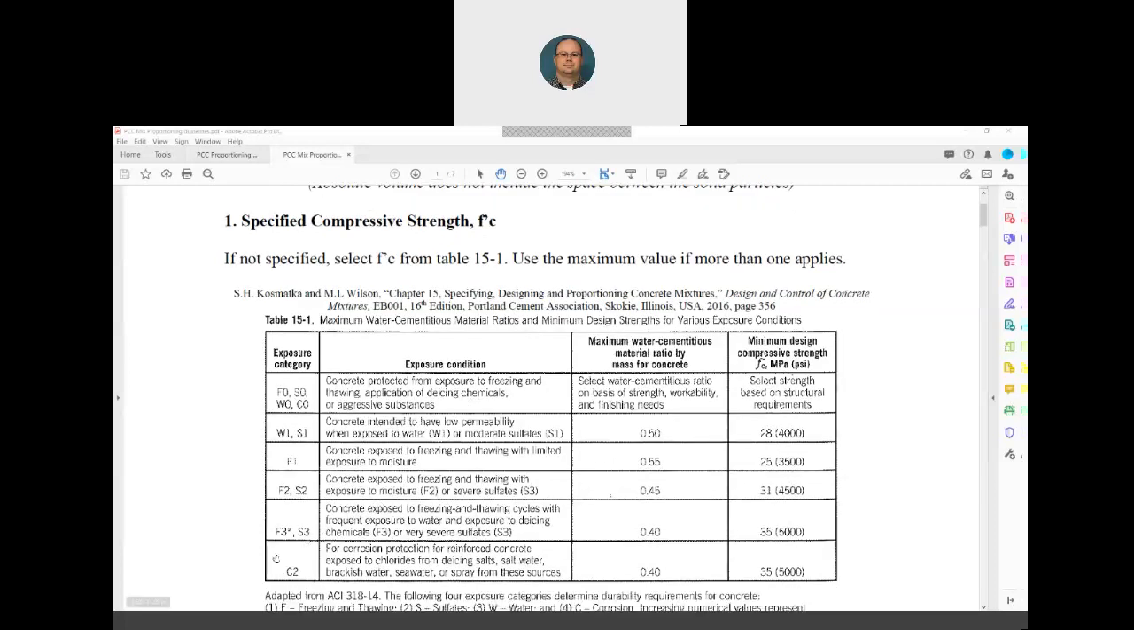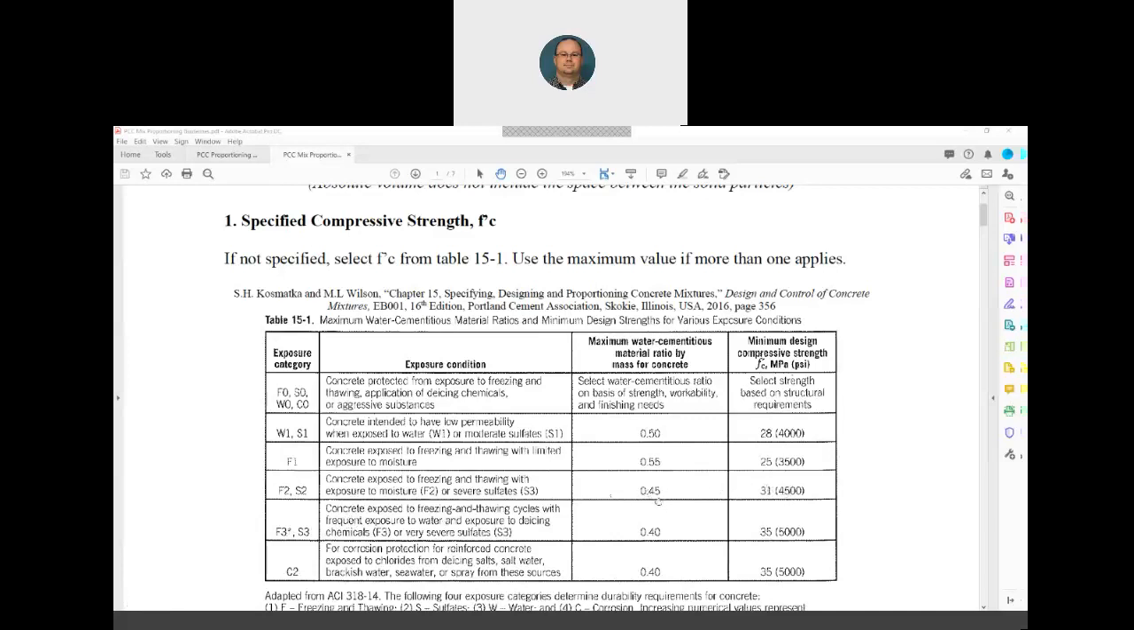Okay. All right. F3, S3, concrete exposed to freezing and thawing cycles with frequent exposure to water and exposure to de-icing chemicals. Would you say our roadways? Yes. Or very severe sulfates. Our roadways, right? Yes. Even in some spots it's frequent exposure. So if you look here, we go from F2 to F3. We go from with exposure to F3, which is frequent exposure.